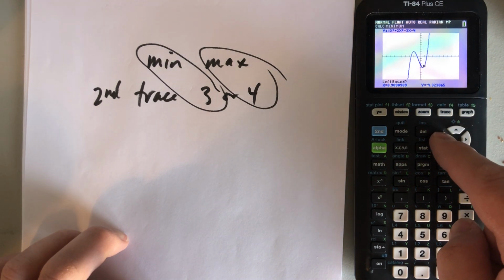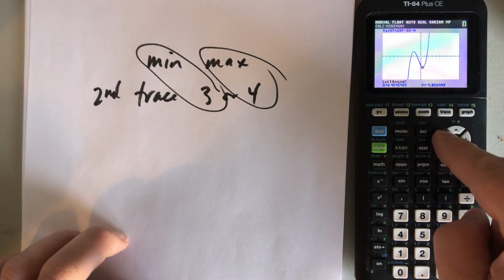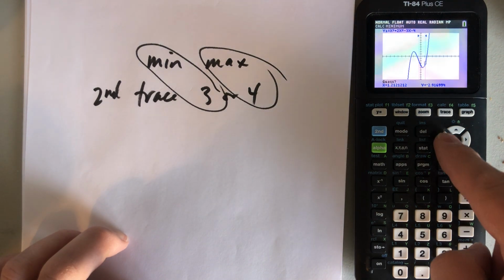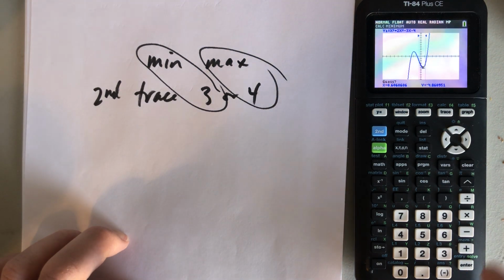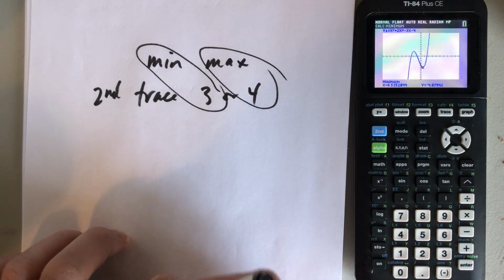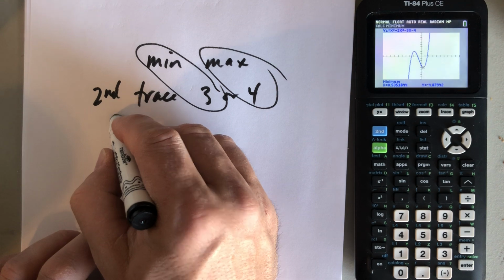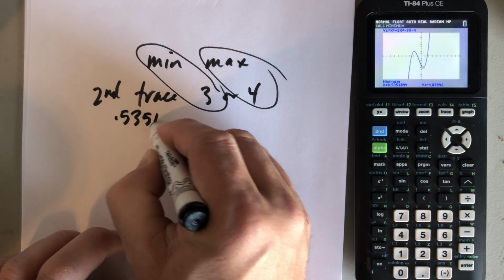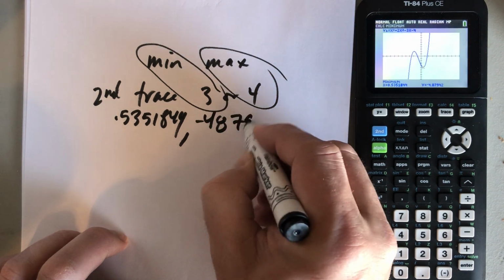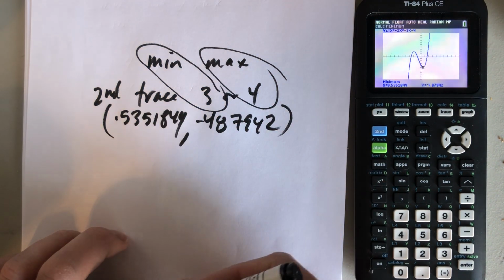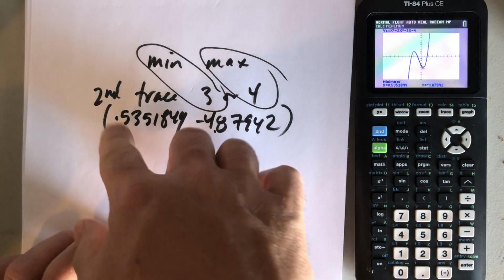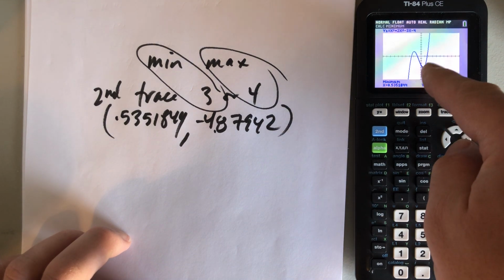And it's asking again for my left bound. So it's about right there, but I got to go left a little bit, enter, right a little bit, enter. Now I'm going to go really close to that, the bottom vertex right there. And I press enter, and sure enough, my minimum is 0.5351844, and then it's negative 4.87942. So I mean, that was a crazy number, but it's nice to have it all perfectly aligned. I know it's the bottom point right there.